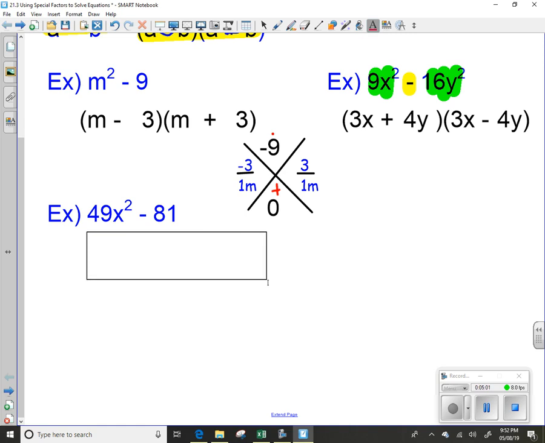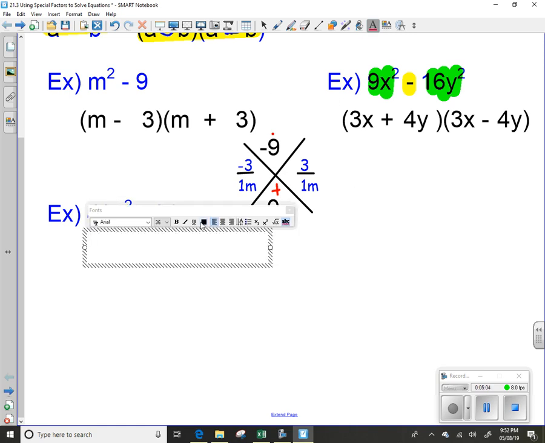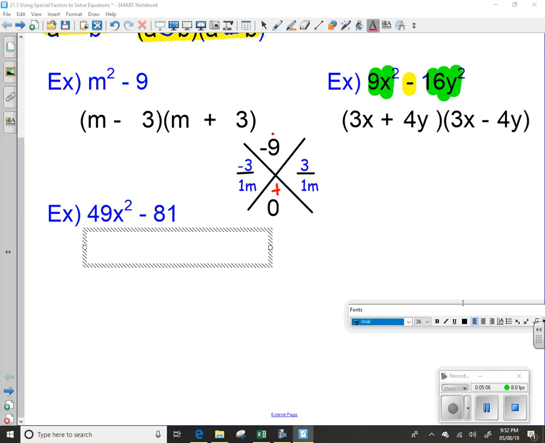Hopefully you're back and you've tried it. So in this case, if I go to, again, do my parentheses, I'm going to have my two sets of parentheses here. Square root of 49x, square root of 49 is 7, so I'd have a 7x in both sets of my parentheses at the very beginning because it comes first.